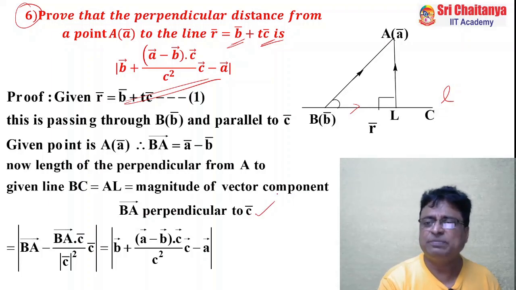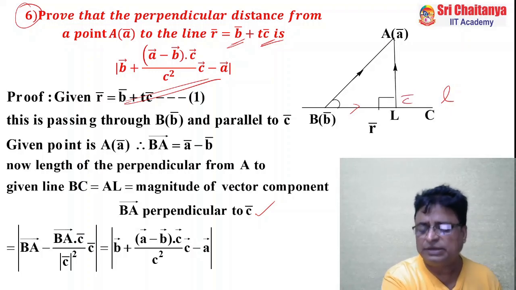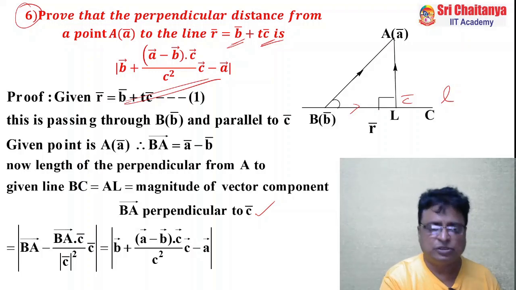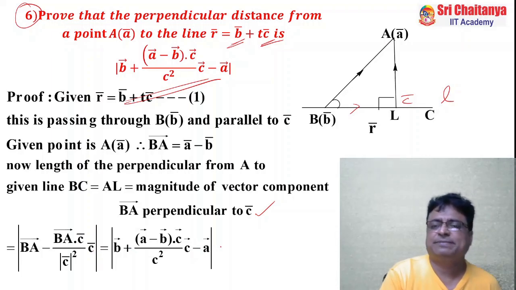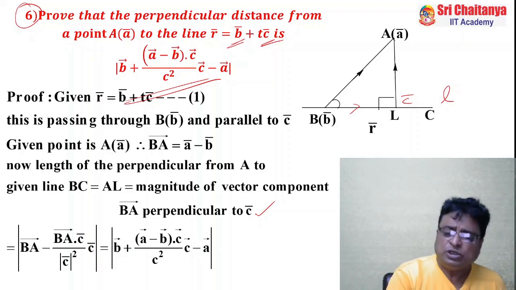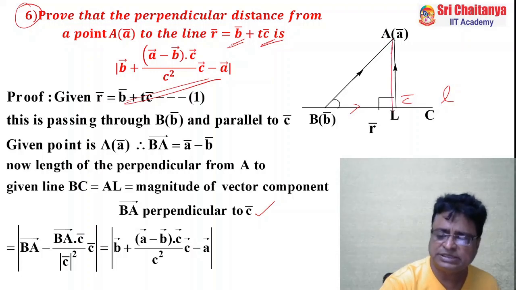What is the component of BA bar perpendicular to C bar? Suppose this is the vector C bar in this direction. So I need to find the vector component. So I have applied BA bar minus (BA bar dot C bar by mod C bar whole square) into C bar. That's all. So BA bar means B bar minus A bar. You substitute it, you simplify this, you will get the answer. Very simple. So actually from the diagram, AL is nothing but the perpendicular distance, this length.